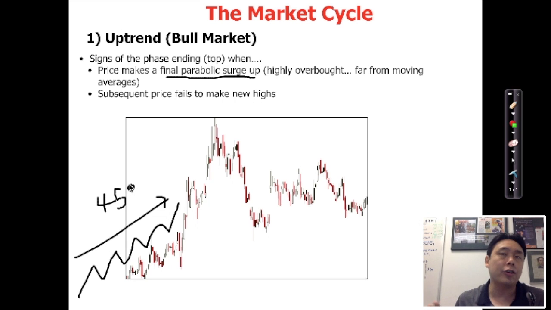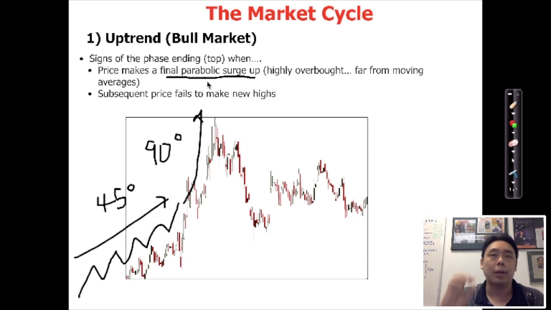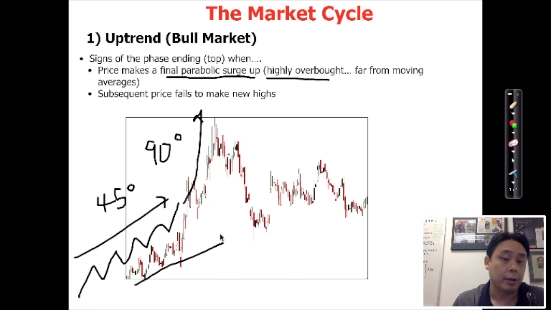And eventually, near the end of the uptrend, you find the price will start to go up at a 90-degree angle when it's parabolic. Once you see the price starting to go at a 90-degree angle, you can be sure that the uptrend is coming to an end. When it's highly overbought, usually at this point the price goes up so fast that it is very far from the moving averages. It in fact pulls away from the 20 moving average, not to say the 50 moving average would be a lot further behind. So that's when you know it's going to kind of top out.